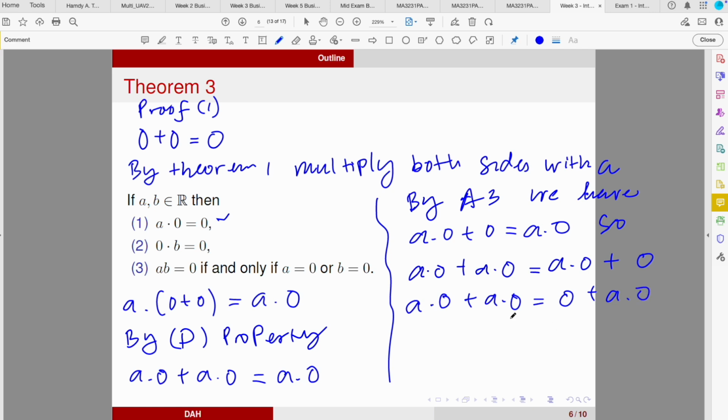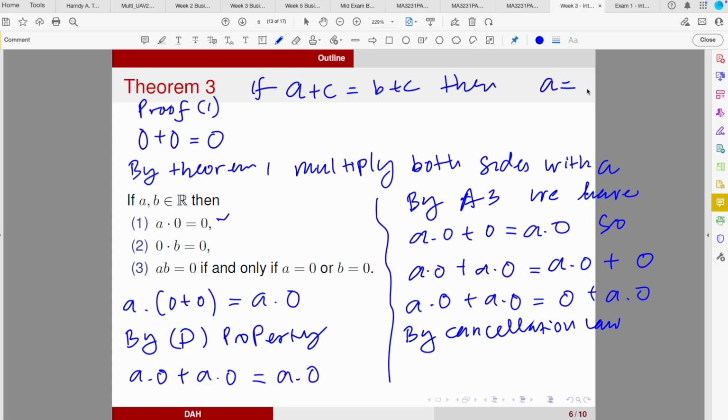And then, again, by cancellation, that is theorem 1. Remember? Theorem 1 says that if A plus C equals B plus C, then A equals B. Look at this: this is A, C, A, C. So cancel this, and you have A times 0 equal 0. It's proof.